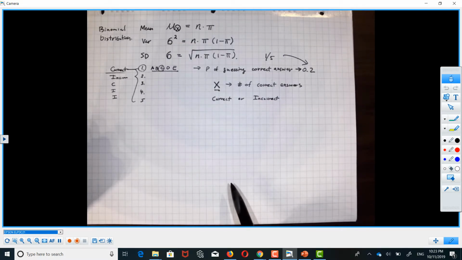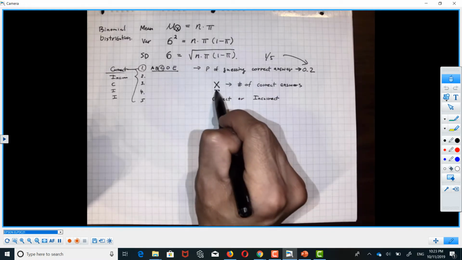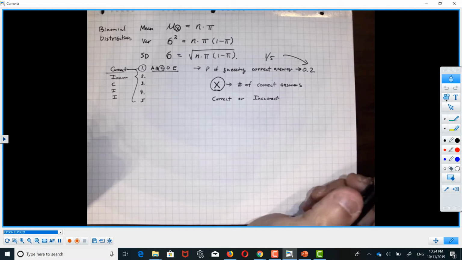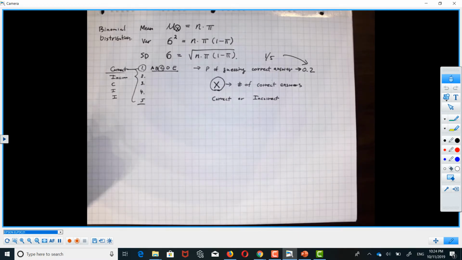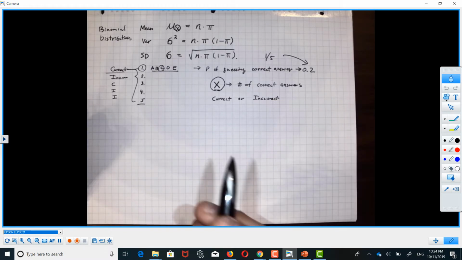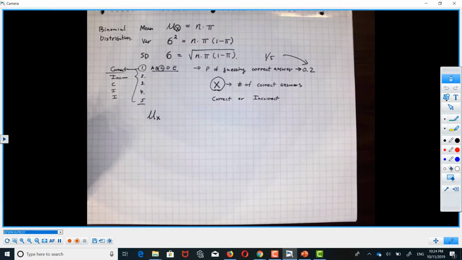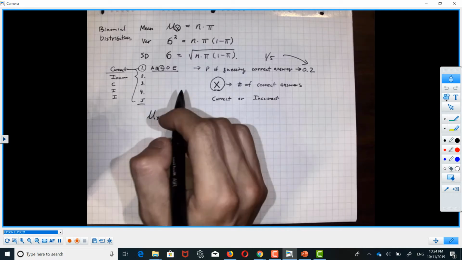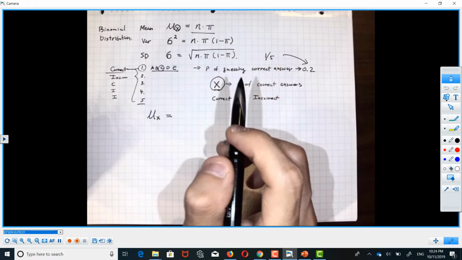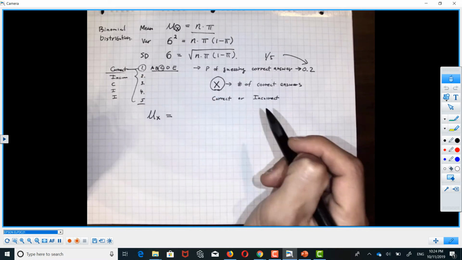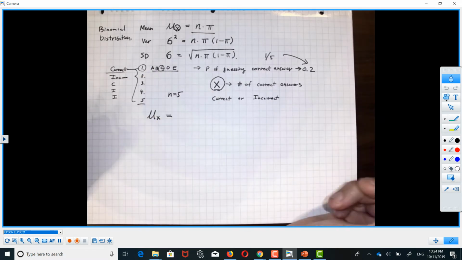Okay, now let's find the mean value of x. On average, when you make a guess with 5 multiple choice questions, how many problems will you get correct? How many problems on average? So we have to find the mean of the random variable x. The formula is n pi, right? We know that n is 5 since we have 5 problems.